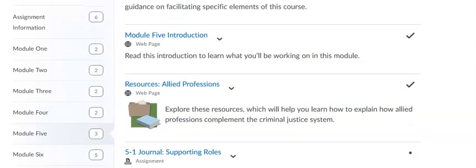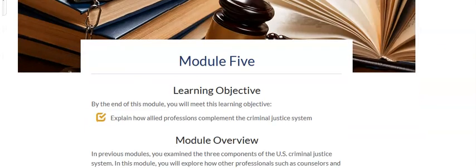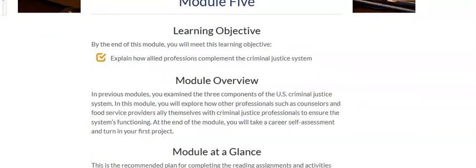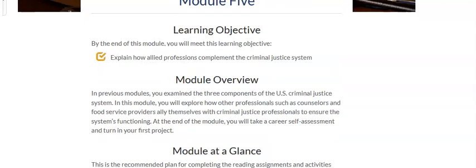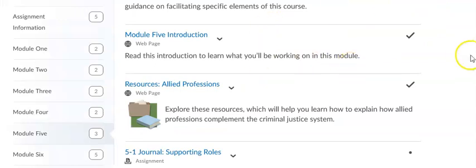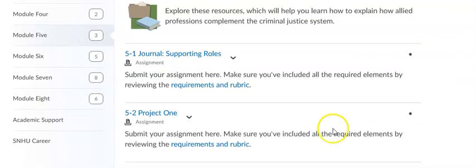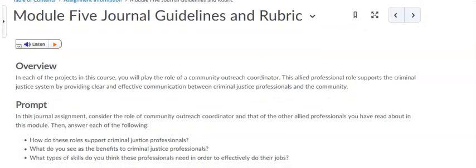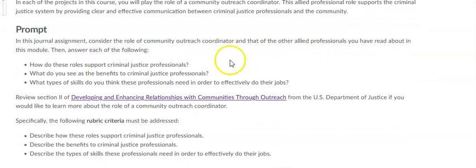You have your introduction here. What are we actually doing in this mod? It's actually really good. Well done. The objectives explain how allied professions that are involved in the CJ system work together. So that's really what it's all about. Let's go back to mod 5 here. You have a journal, and in this journal, make sure you click on the requirements and the rubric. Make sure you scroll down. Answer these questions here.